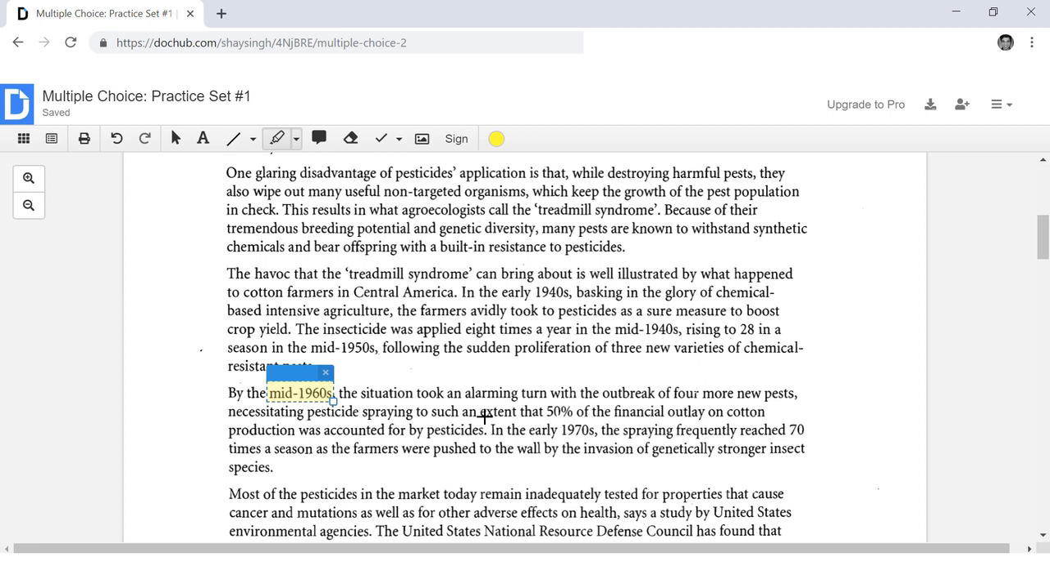Mid-1960s. We were also looking for Central America. Central America, I do see it up here. I don't see it around 1960s, but that's all right, because actually this paragraph is talking about Central America, and then it's continuing that same discussion. So in this paragraph, it's still talking about Central America. So that's all right. Okay, so we are going to be finding our answer somewhere around here.